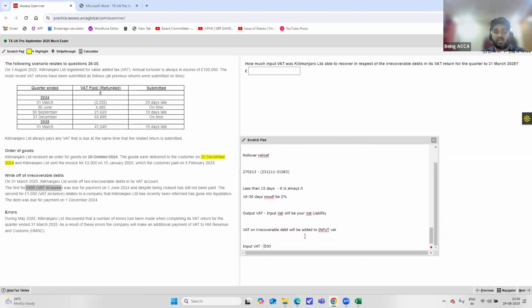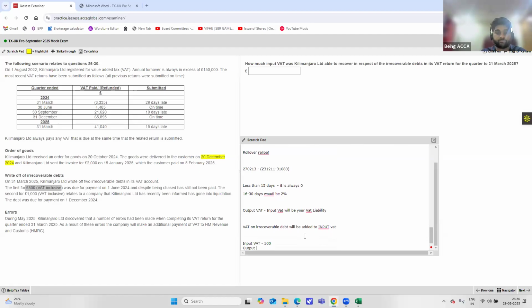So say the input VAT is 500 and the output VAT, inclusive of the irrecoverable debt, is 800. Now what do you do? Let's assume the answer is 133 over here. That 133 should be added to the input VAT. That's all you should do, because it's anyway part of the output VAT. The effect of it will be nullified. That is the effect that will happen because of that. Is that clear?